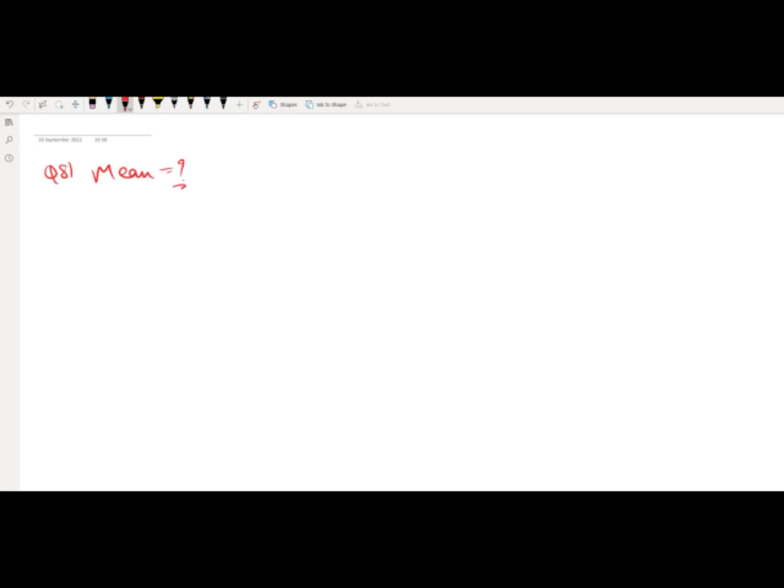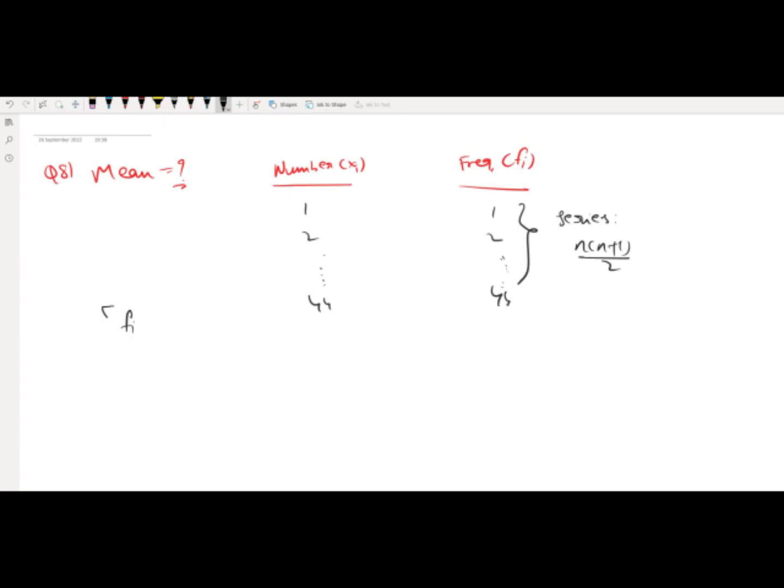Mean is what? How can we do that? I will write it down in tabular form: number is xi and frequency is fi. 1 repeats for 1 time, 2 repeats for 2 times, so on. 44 repeats for 44 times. Am I clear so far? Now how does this look? Yes, if you have guessed it, then you are 100% right. This is like a series, right? So this series holds a value of n into n plus 1 by 2. The total number of observations, we can write fi to be n into n plus 1 by 2.